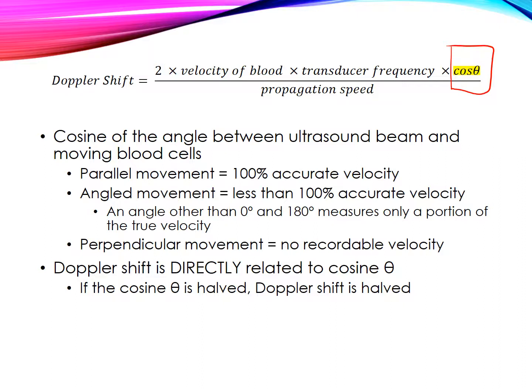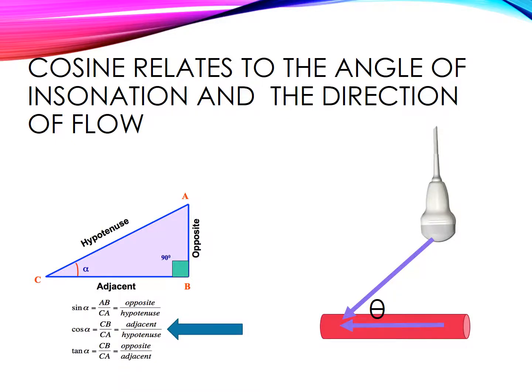Doppler shift is going to be directly related to the cosine of theta. If the cosine of theta is halved, then that Doppler shift is also going to be halved, just as we've seen in previous examples. So let's talk a little bit more about that cosine and how it relates to the angle of inclination and the direction of blood flow.